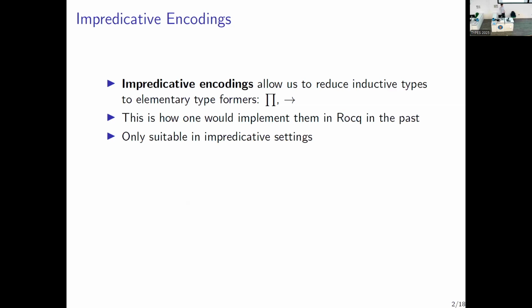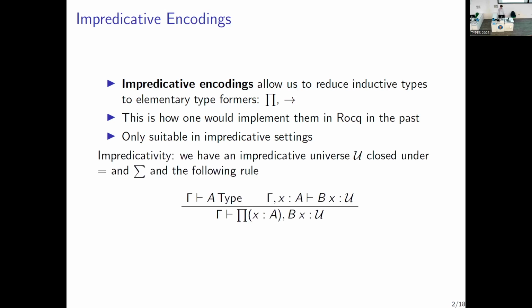Okay, sure. And this is something you might not see anymore nowadays, because no proof system still uses this. But if you have history books, then you might know that this is how one would have implemented them in the Coq proof system, back then in the past. And this method is something that one would only use in an impredicative setting, which might be why we call them impredicative encodings. So what is this whole impredicativity about?